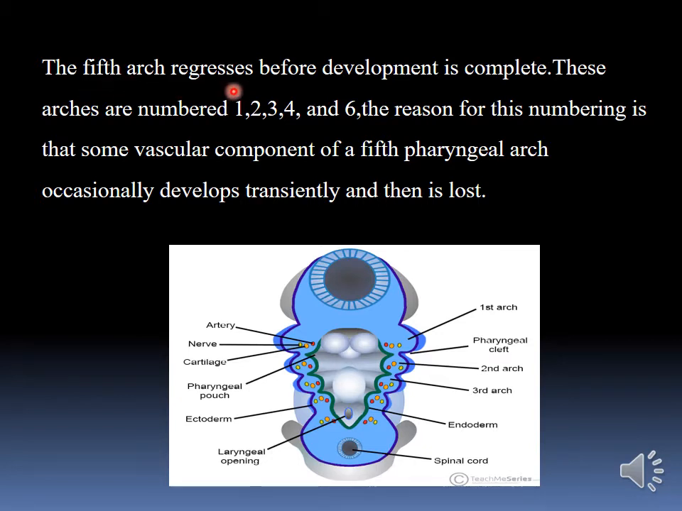Usually the fifth arch regresses before development is complete. So these arches are numbered as 1, 2, 3, 4, and 6. The reason for this numbering is that some vascular component of the fifth pharyngeal arch develops transiently and then is lost and disappears. So the numbering includes only 1, 2, 3, 4, and 6. The 5 is missing. As you can see in this figure, these are the pharyngeal arches. This is 1, this is the 2nd, 3rd, and 4th. Externally, you can see only 4 pairs of these arches.